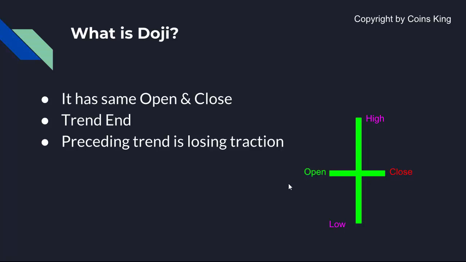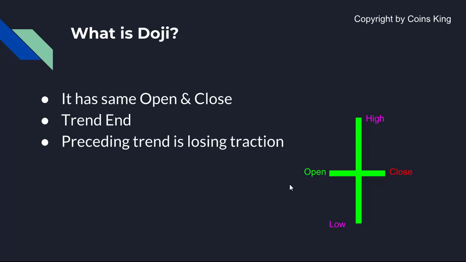What's the interpretation of a Doji candlestick pattern? The interpretation is very simple: the trend is going to change its direction. The trend is coming to an end, whether it is an uptrend or a downtrend. There is a 90% possibility that the trend is going to change its direction. I'm saying 90%, I'm not saying 100%, because there is a 10% probability.